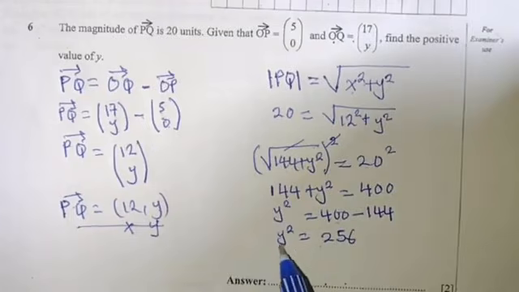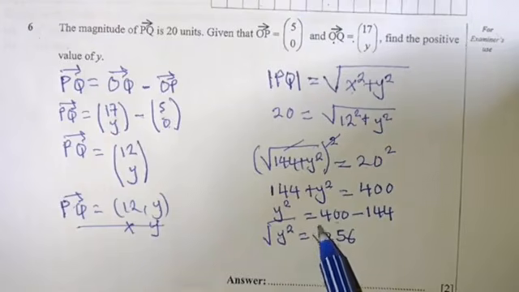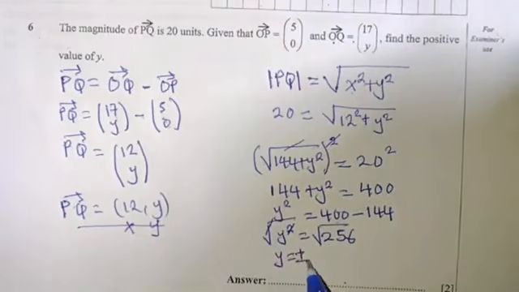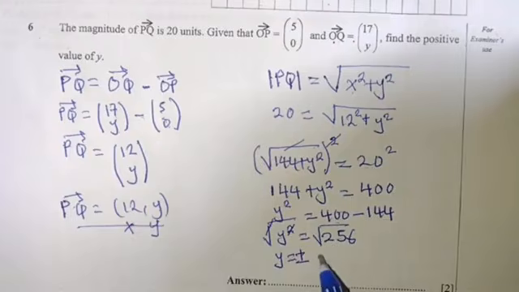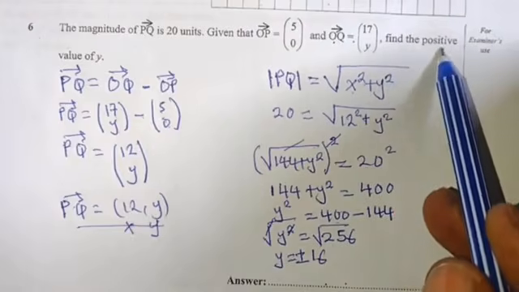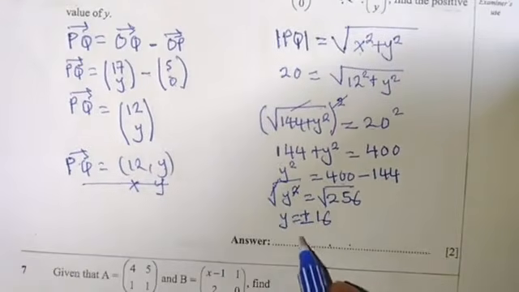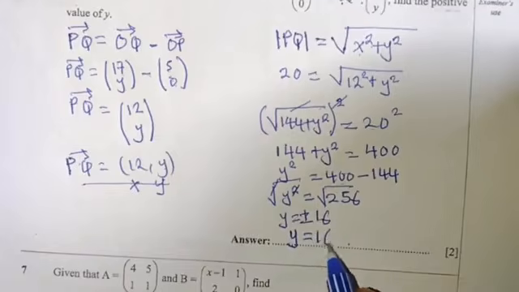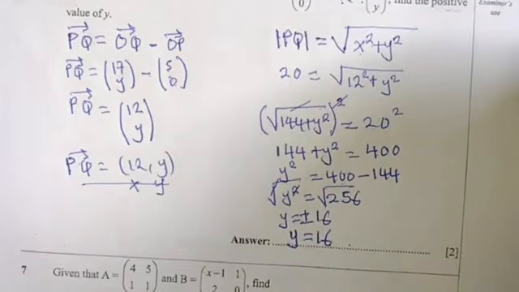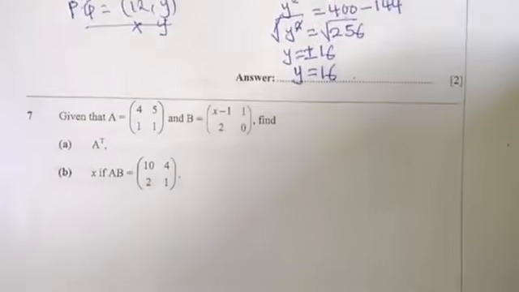So we need to find the value of y. We introduce a square root so that we get rid of the square, even on this side. So the 2 and the square will cancel. We will have y equal to positive or minus the square root of 256, which is 16. Now the question was saying find the positive value of y. So y is equal to positive 16 or y is equal to negative 16. The positive value of y is equal to 16. So this is our answer, and we have answered our question 6.